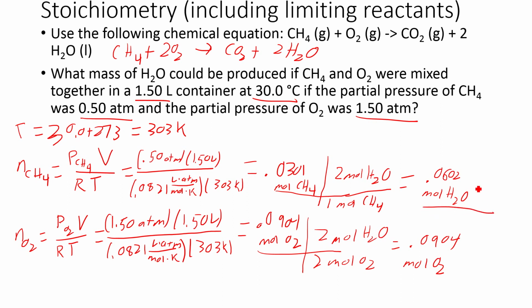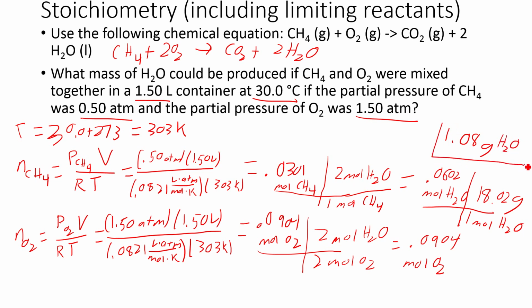And to finish up the question, we know that for every 1 mole of water, there are going to be 18.02 grams. So 0.0602 times 18.02. We are going to get, I'm just going to write above because I ran out of room at the side, 1.08 grams of water can be made.